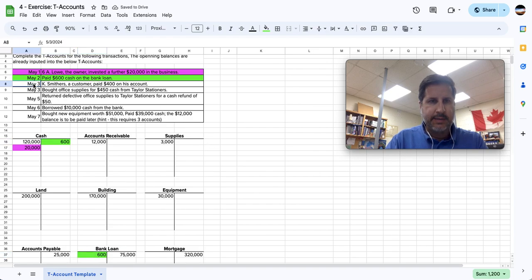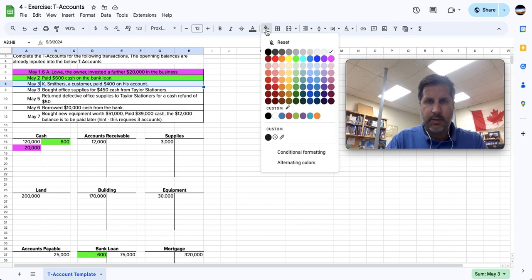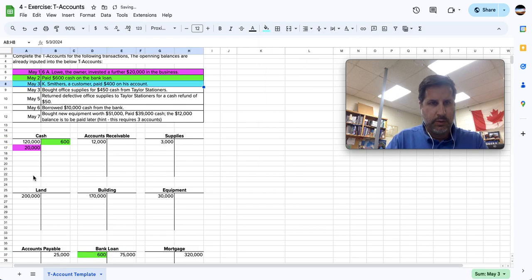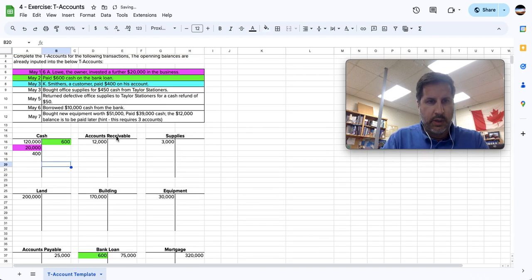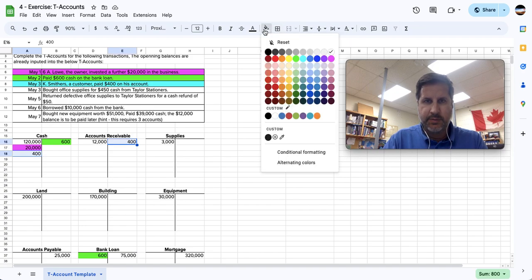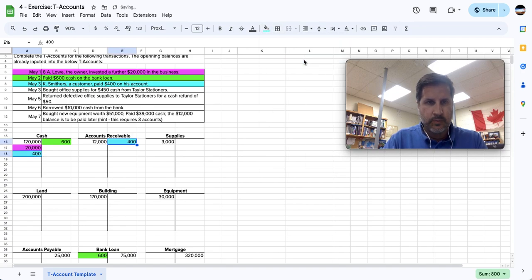Okay, next transaction, a customer paid their bill off. So when a customer pays us, we get more cash. And then we also have less receivables. So the customer doesn't owe us that anymore. All right, so we got more cash. We increase with a debit. We have fewer bills owed to us from our customers. So there we are right there.